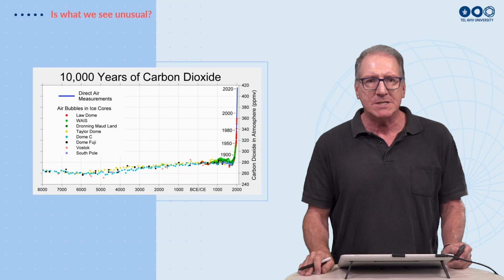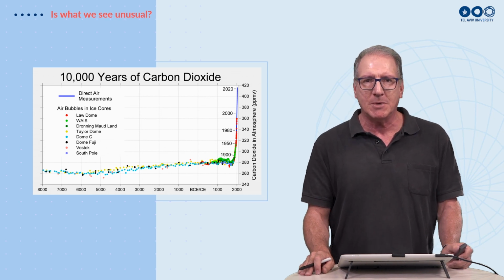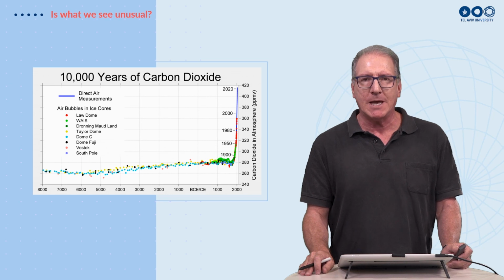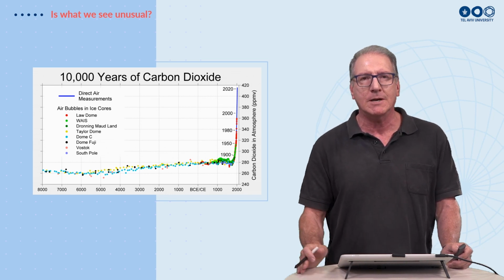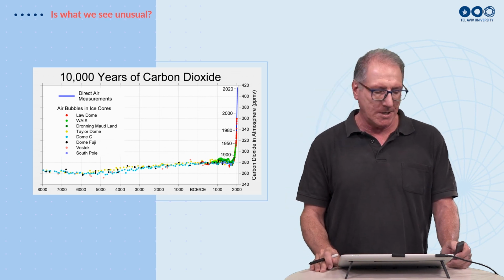But again, the message here is in the last 10,000 years, the carbon dioxide hasn't changed that much in the atmosphere. And then something happened around about 1800s, 1850, and it's shooting up. And now we're reaching 420 ppm.